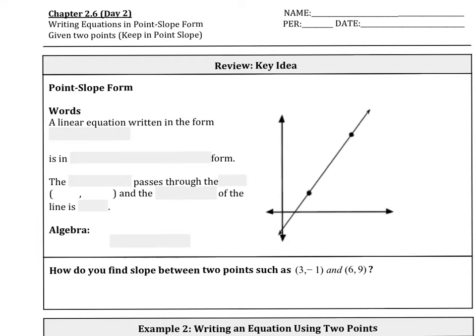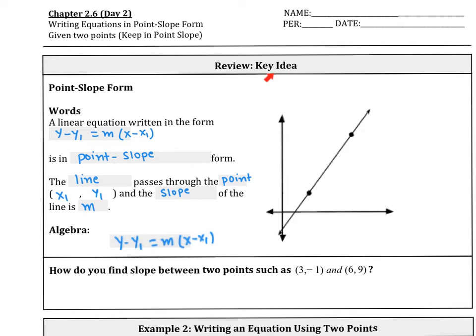Chapter 2.6 Day 2: Writing an equation in point slope form given 2 points. Let us review the key idea of point slope form. Point slope form is written as y minus y1 equals m times x minus x1. This is called the point slope form of a linear equation. The line passes through the point (x1, y1) and the slope of the line is m.